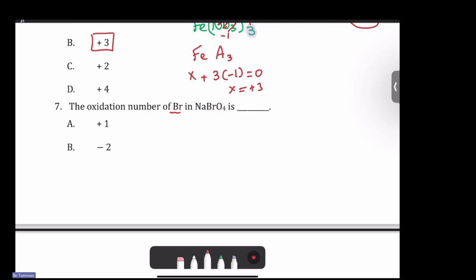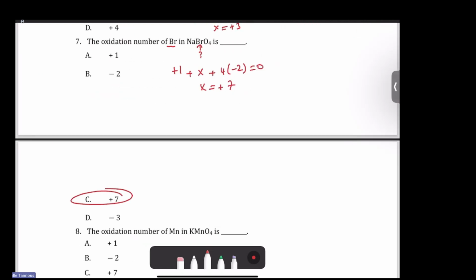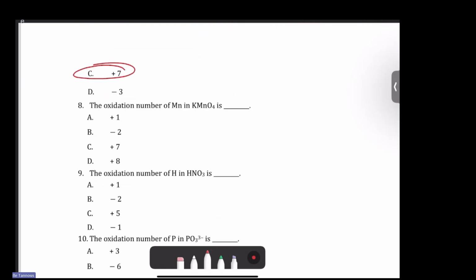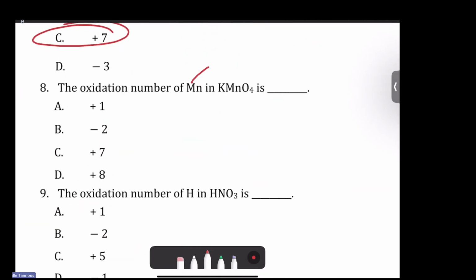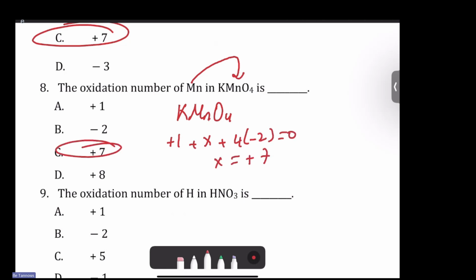Now, oxidation number of Br in this one. And Na belongs to group 1. Br is X. Oxygen, I have 4, equal to 0. So it is plus 7. C. Again, I think I did KMnO4, no. So the oxidation number of Mn, we did it first when I gave you the example of MnO4 minus. Now, it's the same, if there is K, still the same, K plus 1, Mn unknown, oxygen negative 4 equals 0, X is plus 7.